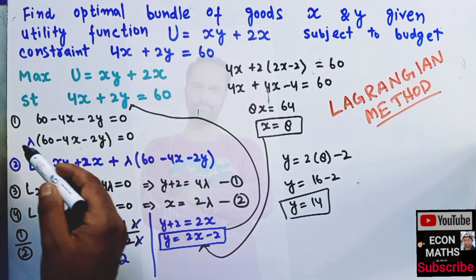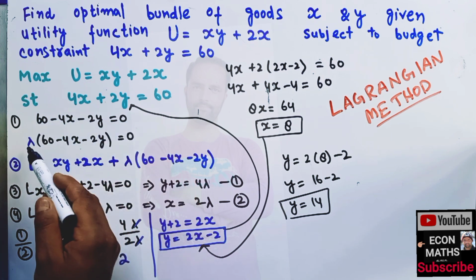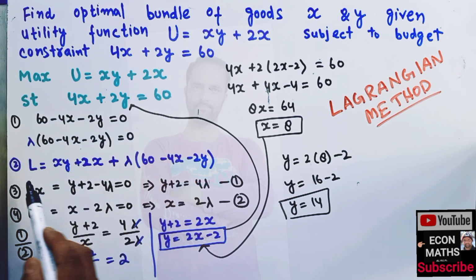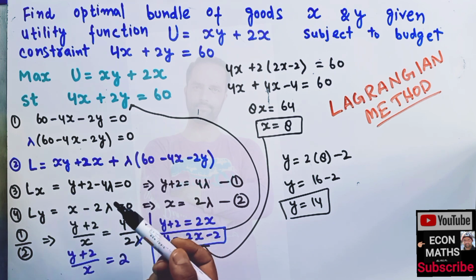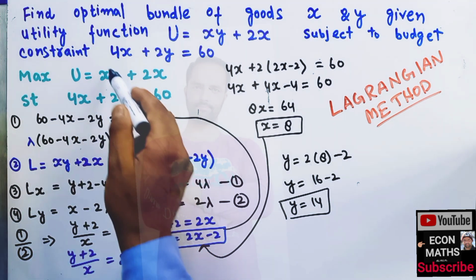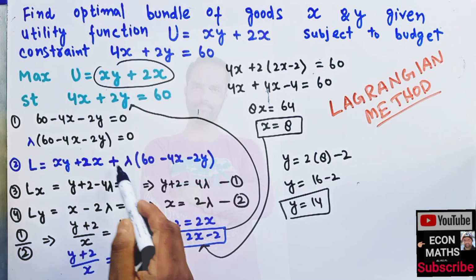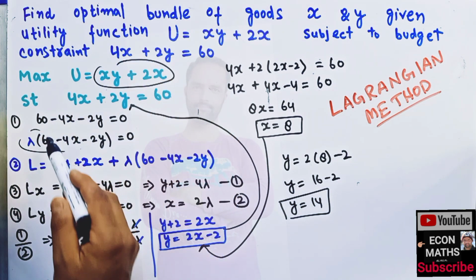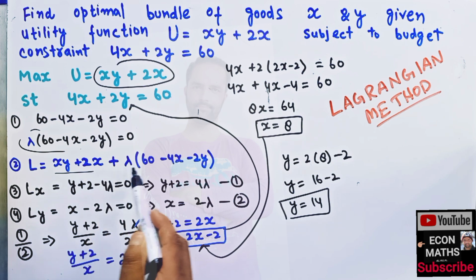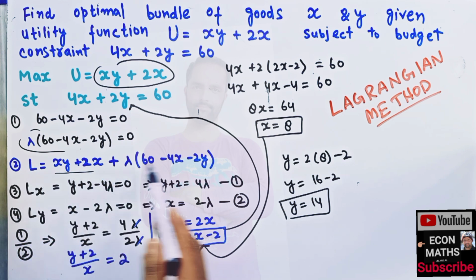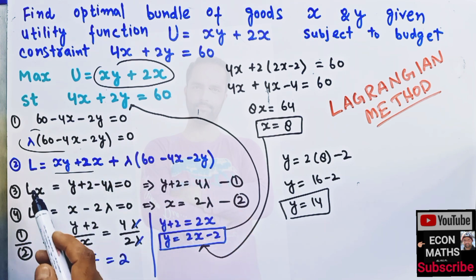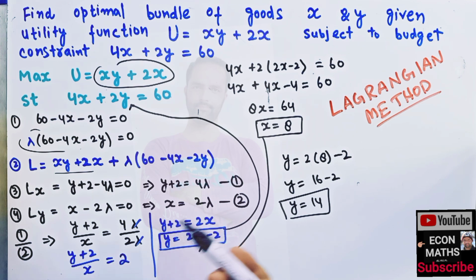After that, we multiply this budget constraint with lambda. The second step will be to form the Lagrange function. The Lagrange function is formed by adding the utility function with this resulting constraint, so we add the objective function and the resulting constraint. To find the optimal values of goods x and y, we partially differentiate this Lagrange function with respect to x and y, set them equal to 0 and solve them simultaneously.